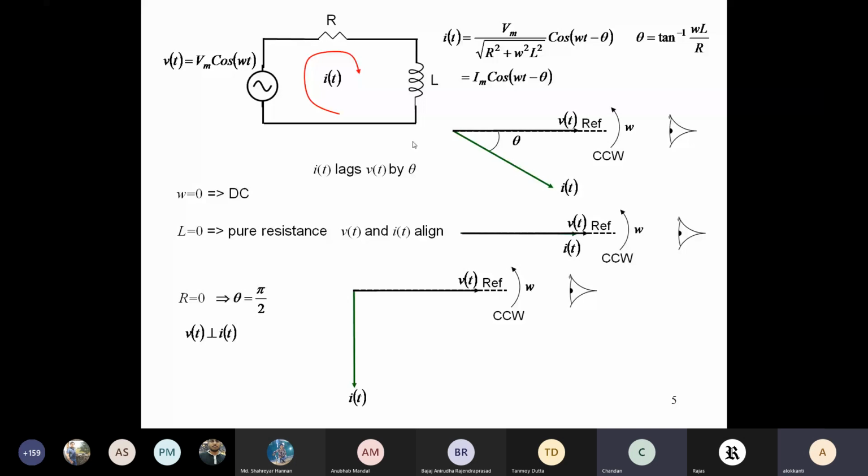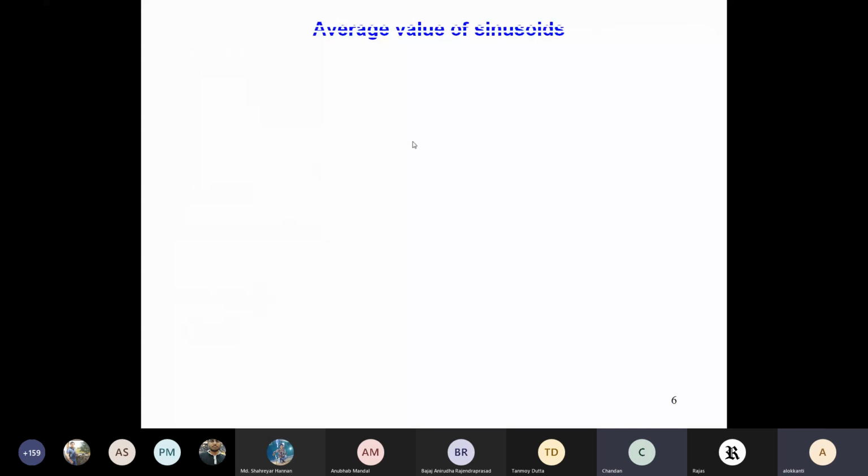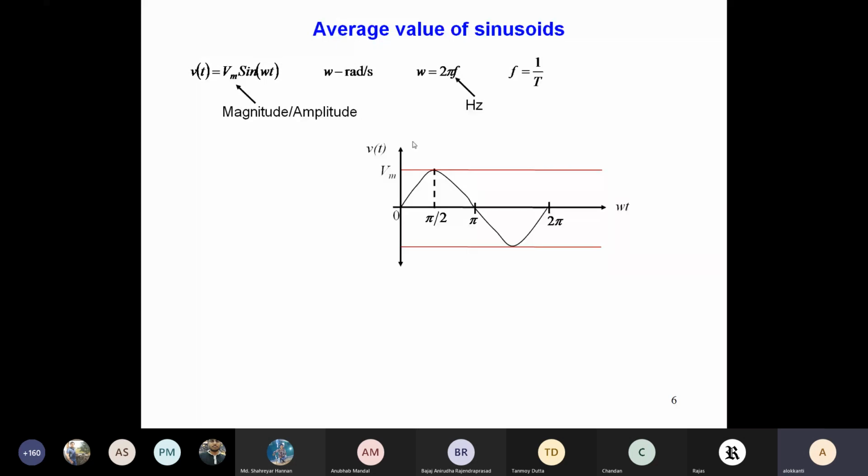There is something called the average value of a sinusoid. We have chosen Vt equal to Vm sine omega t, so it is varying with time. We saw that sometimes it has a positive value, sometimes a negative value. So if it is asked what is the average value of the sinusoid, it is defined as the area under the curve divided by the time.